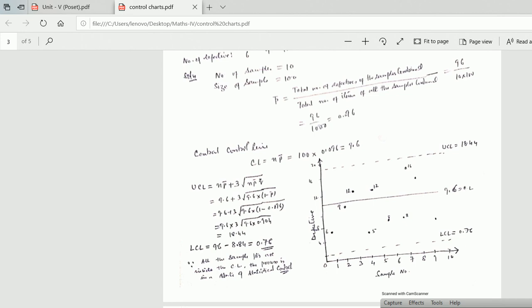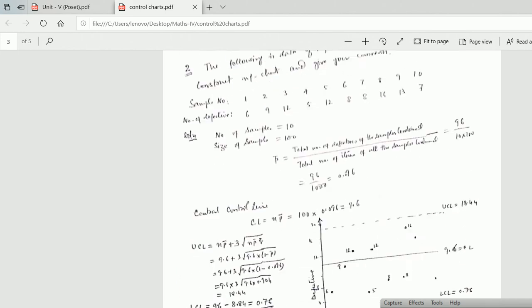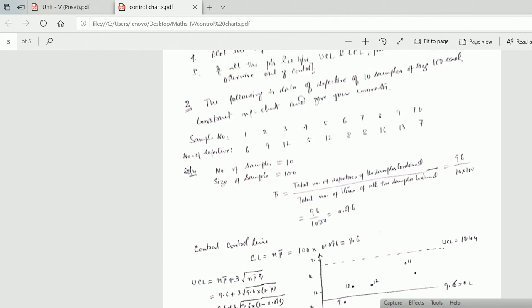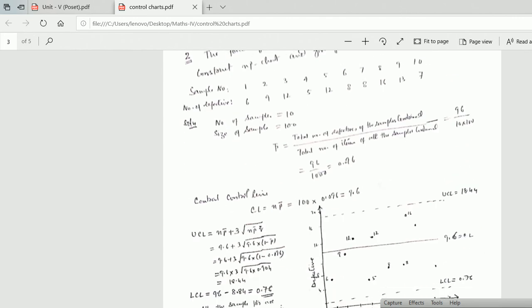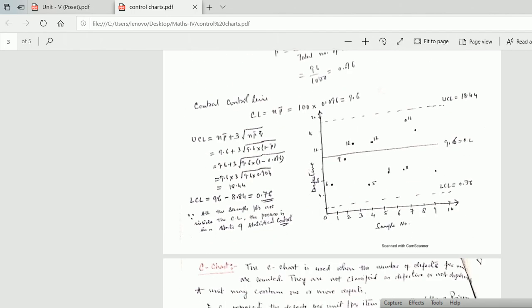This is the control line. Control line is equal to NP bar. You have to multiply by n, so this is 9.6. Now on the x-axis you draw the sample numbers 1, 2, 3, 4, 5, 6, 7, 8, 9, 10, and on the y-axis defectives starting from 0, then 6, 9, 12, 15 and like that. After all this, you have to plot the points here.